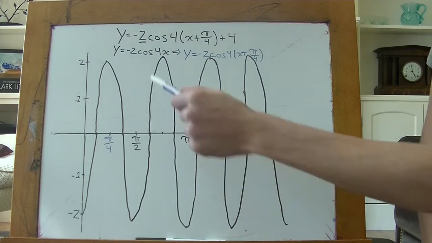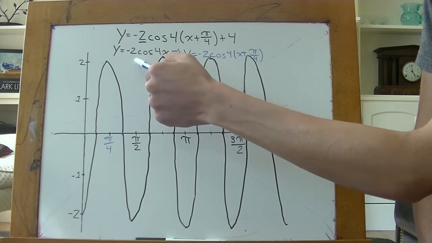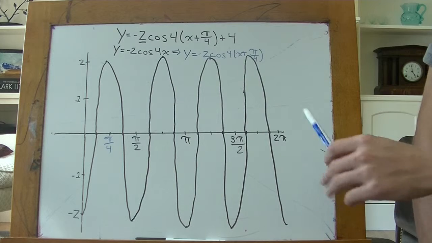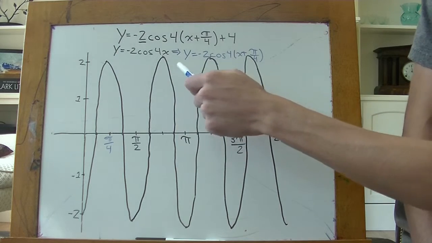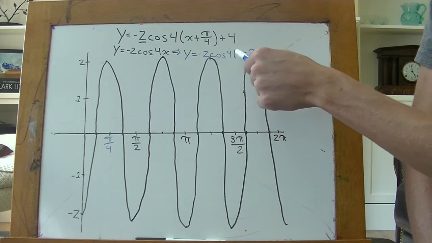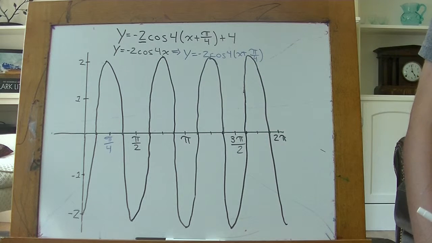So here we are. We've drawn our y is equal to negative 2 cos 4x graph, drawn a little bit neater. You can see how it works, how the graph's compressed. So now we're going to add a translation. So y is equal to negative 2 cos 4 bracket x plus pi over 4.